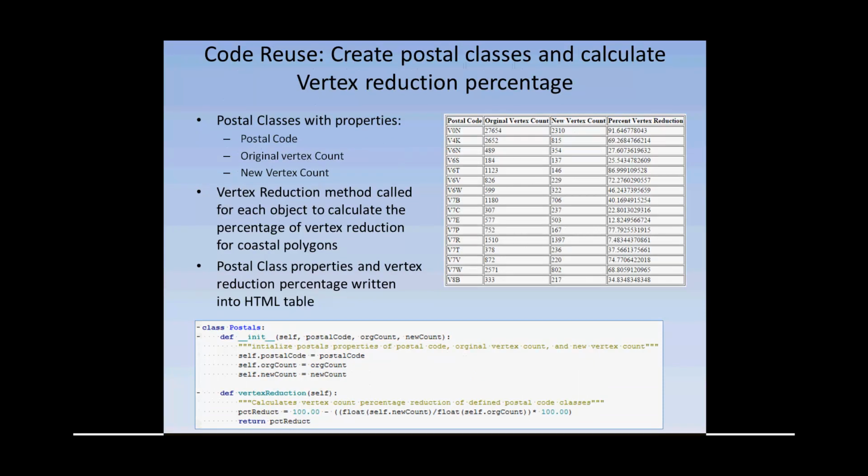Creating postal classes, another one of the requirements. I created a postal code class with the properties of postal code, original vertex count, and new vertex count. I was able to then call a function within that class using the postal code class to calculate the vertex reduction. And you see the table up here is the final result, and I put that into an HTML table for presentation.